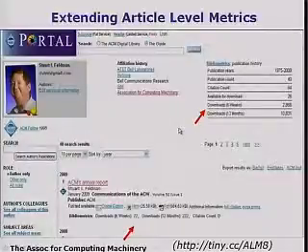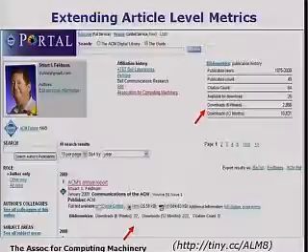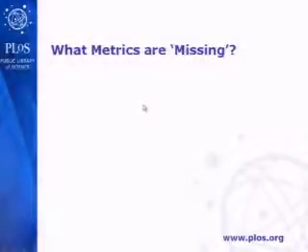And so I think that's the way this is going. This is article level metrics, but there's no reason it can't also be people level metrics and institution level metrics once you start aggregating it up.